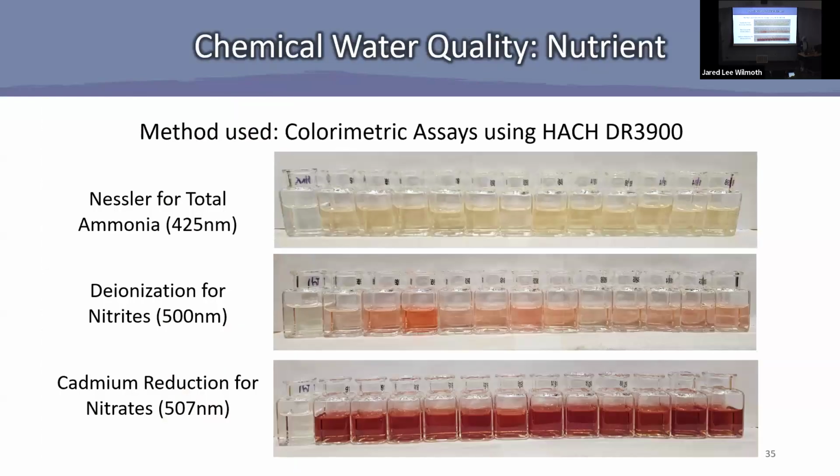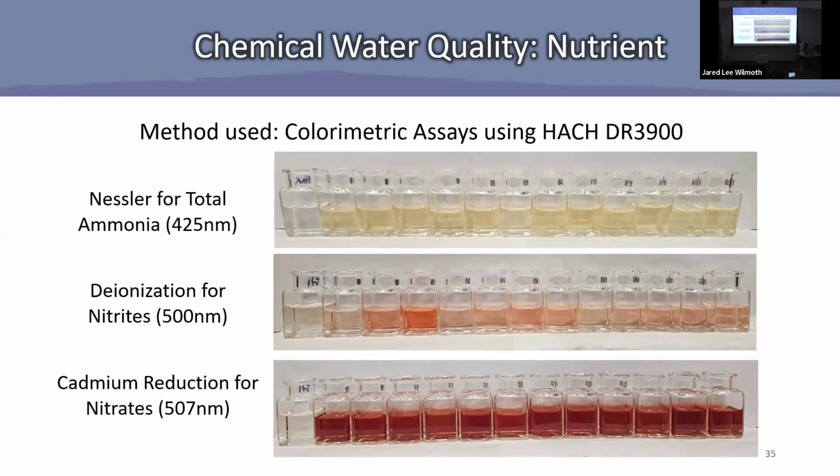The next thing that we checked for was water quality, chemical water quality in terms of nutrients. We use colorimetric assays using the Hach DR3900. We tested for ammonia using the Nessler method, nitrites using the diazotization method, and the cadmium reduction method for nitrates. Basically, if there are any nitrites or ammonia present, you'll see a color change in your sample.